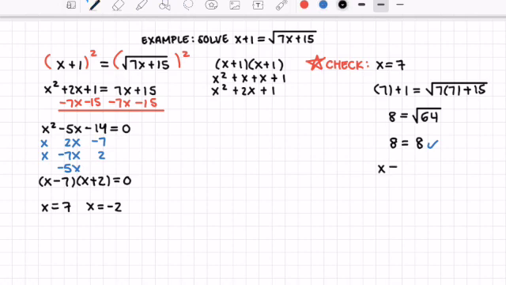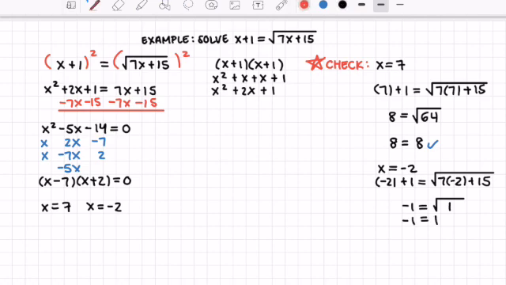Second problem, we have x equal to negative 2. Then if I check it out, we have negative 2 plus 1 equals the square root of 7 times negative 2 plus 15. And then from here, we get negative 1 equaling the square root of negative 14 plus 15, which is positive 1. So then I get left with negative 1 equaling positive 1, which isn't true. So the only answer that I receive in the end, so the solution, is not x equaling negative 2, but x equals 7 only. That would be my only solution.